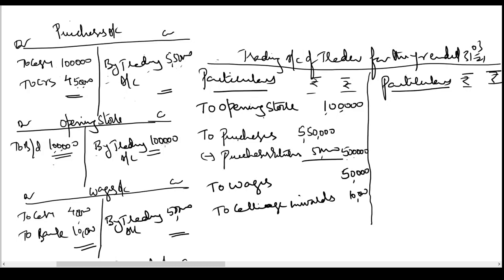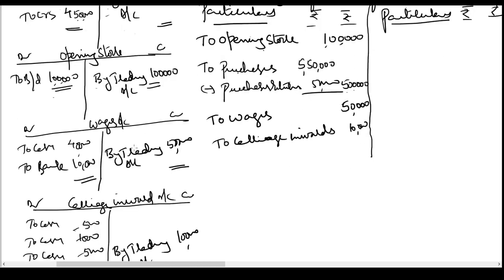When I see wages account, there is a balance of 50,000. I am transferring it to trading account. I wrote by trading account, and in trading account I'll write to wages. This is what we have learned in ledger accounts. If you credit one account, the other account is automatically debited. If I'm writing by trading here, in trading I have to write to wages. Or here I'm passing an entry trading account to wages. Wages account is credited and trading account has to be debited.